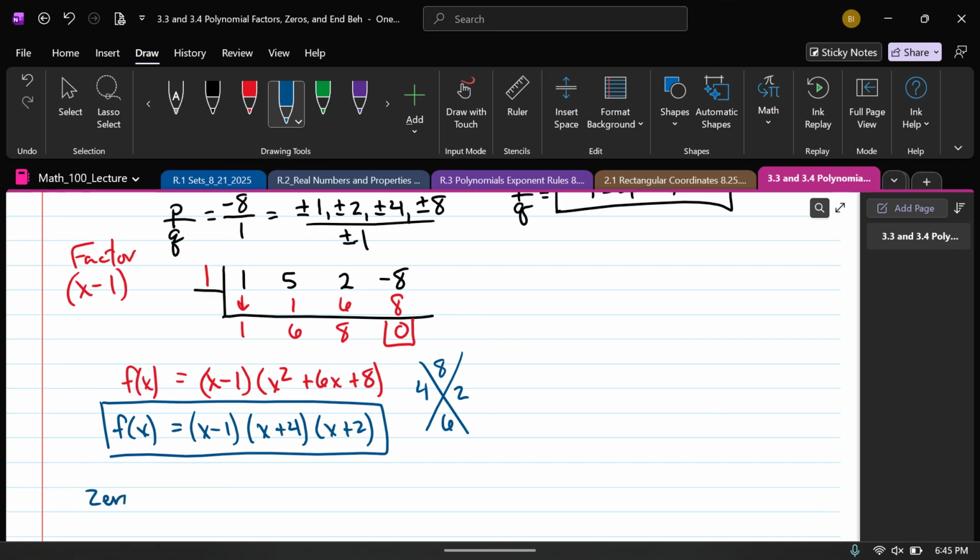What are my zeros? Yeah. 1, -4, -2. And if you put them in numerical order, bonus points to you, a million points tonight. And points don't matter tonight. But you don't have to put them in numerical order. Normally they're going to be in numerical order.